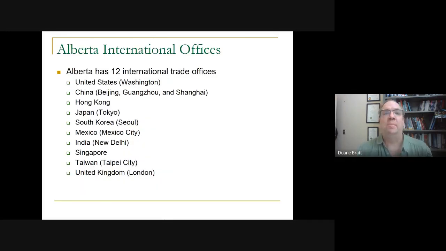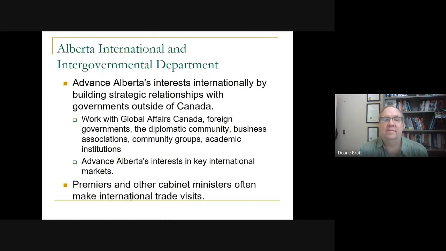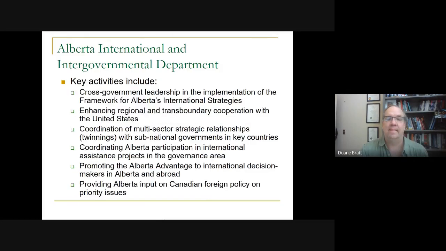Here's just some examples from Alberta. We have 12 international trade offices around the world, not just in the United States, but a lot in Asia and some in Europe. And the goal is to work with the Canadian government. Often these offices are in our embassies and consulates, but it's to focus on Alberta's interests, which may be separate from the broader Canadian interest. Premiers and other cabinet ministers from Alberta will often make international trade visits, just as the Prime Minister and cabinet ministers do. Here's just some examples of the activities that they do.